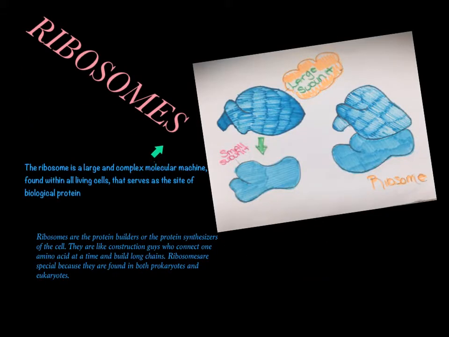This is the ribosome, and it says the ribosome is the largest complex molecular machine found within living cells that serves as the site of biological protein synthesis. Ribosomes are the protein builders, the protein synthesizers of the cell. They are like instruction guides that connect one amino acid at a time and build a long chain. Ribosomes are special because they are found in both prokaryotes and eukaryotes, and these are hard words to say. I drew this picture too, and this is the ribosome. This is the large subunit, and this is the small subunit, and they combine together and make a ribosome.